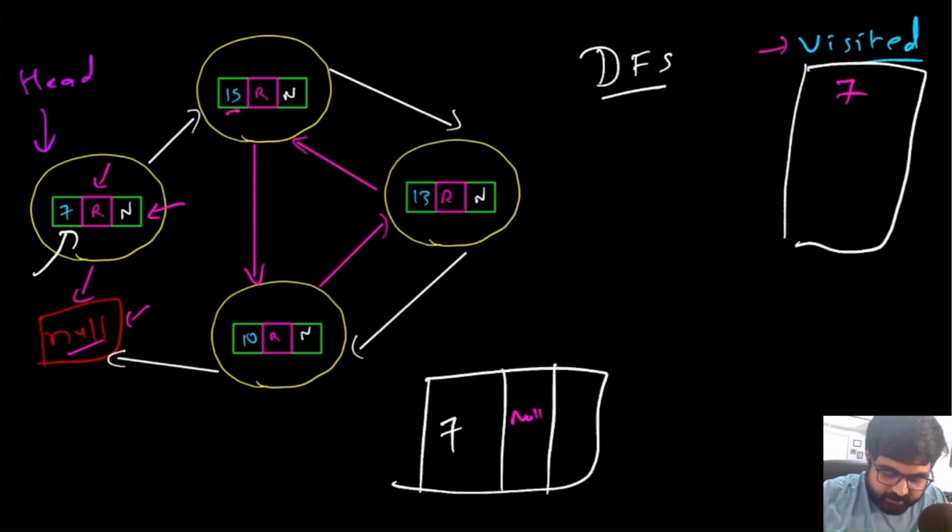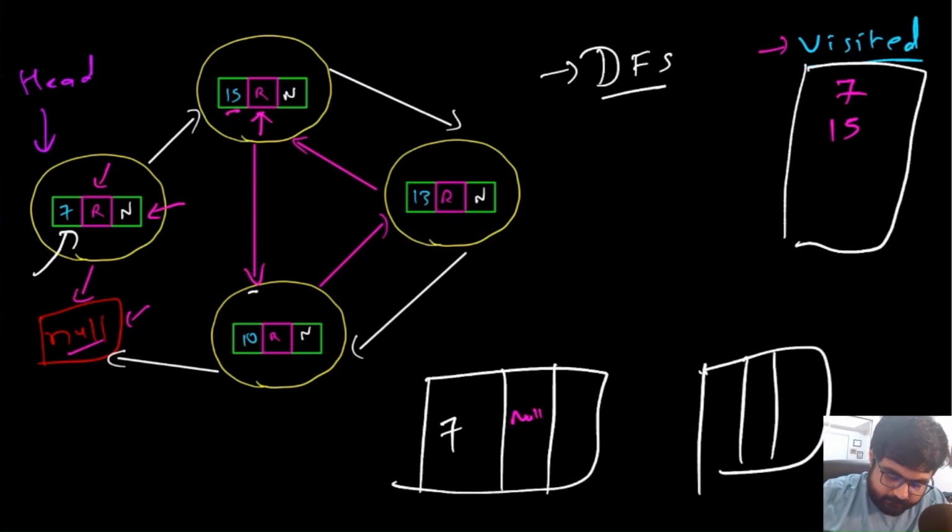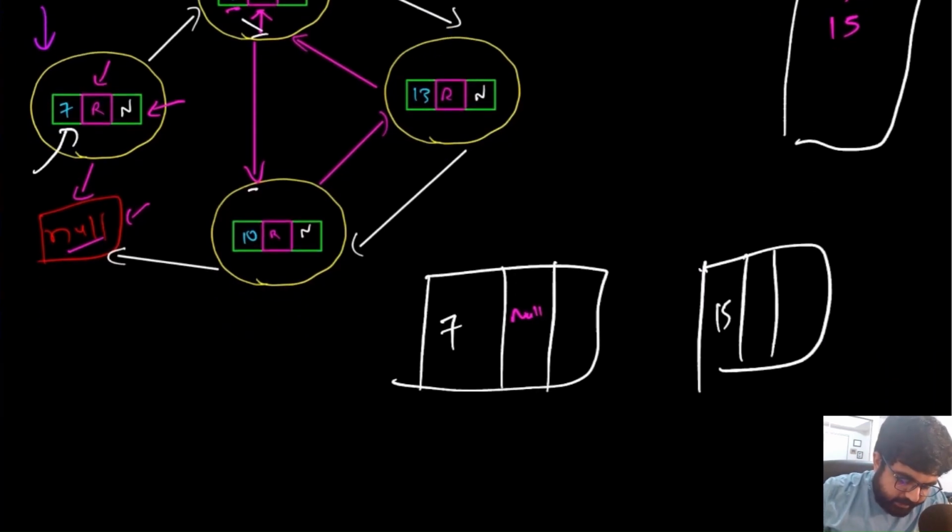So we will check whether 15 has been visited or not. 15 has not been visited, so we will add entry 15 over here. Now we will start visiting 15's first edge, which is the random pointer. So if we go depth first search recursively, let me just create a new node 15 over here, and this 15's random edge is taking us towards node number 10. So 10 has not been visited. We will add an entry 10 over here, and we will also create a new node for 10.